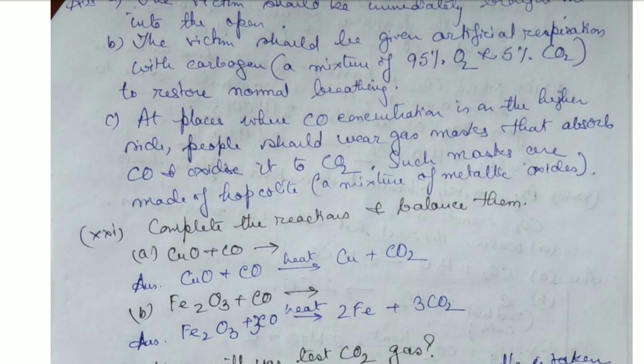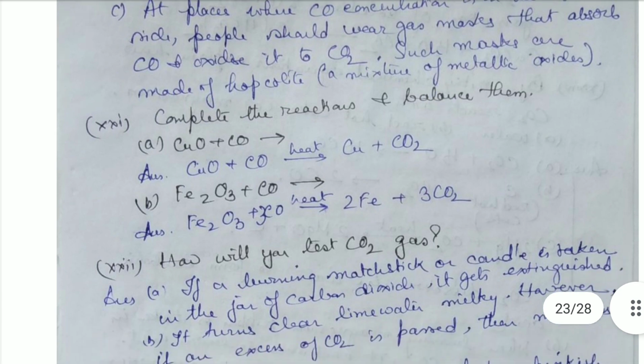Now, next, complete the following reactions and balance them. CuO plus CO, in the presence of heat, gives us Cu plus CO2. That is, copper oxide is reduced to copper in the presence of carbon monoxide. Then ferric oxide, Fe2O3, is reduced to Fe. That is, Fe2O3 plus 3CO, in the presence of heat, forms 2Fe plus 3CO2.